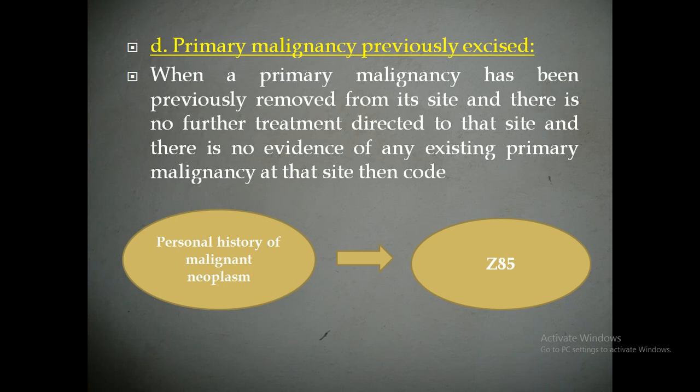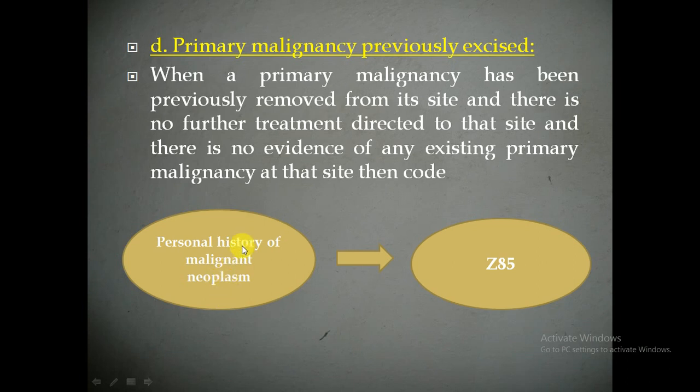Whenever the primary neoplasm is excised or removed from its site, there is no treatment to that site and no evidence of any existing primary malignancy. In those conditions we have to give only one ICD, that is Z85, as a personal history of the malignant neoplasm. Personal history we have to give.